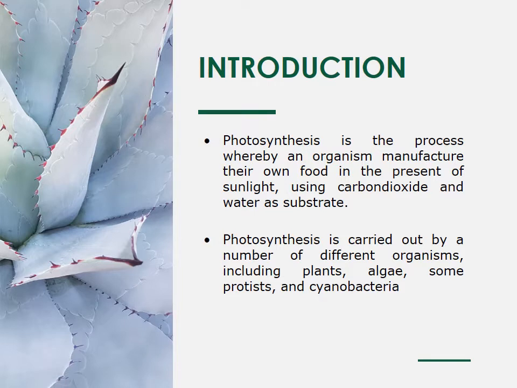Photosynthesis is the process whereby an organism manufactures its food in the presence of sunlight using carbon dioxide and water as substrate. So don't forget, in photosynthesis, plants manufacture their own food in the presence of sunlight using carbon dioxide and water as substrate. And photosynthesis is carried out by different organisms. Examples are the plants, the algae, some protists, and cyanobacteria.